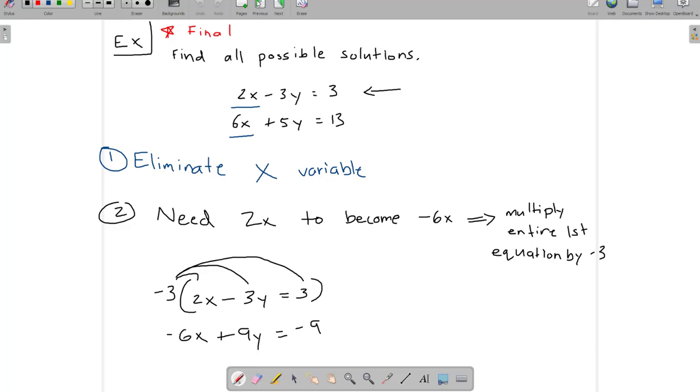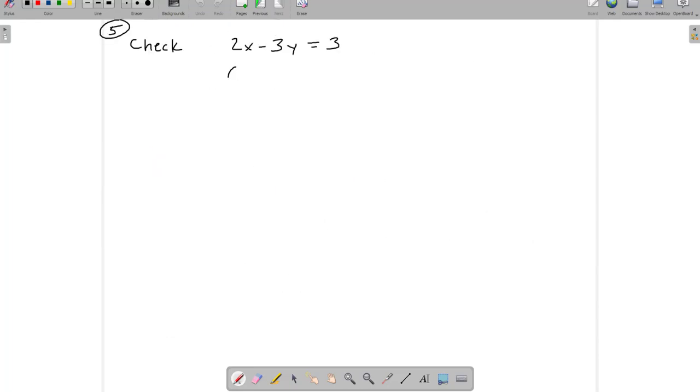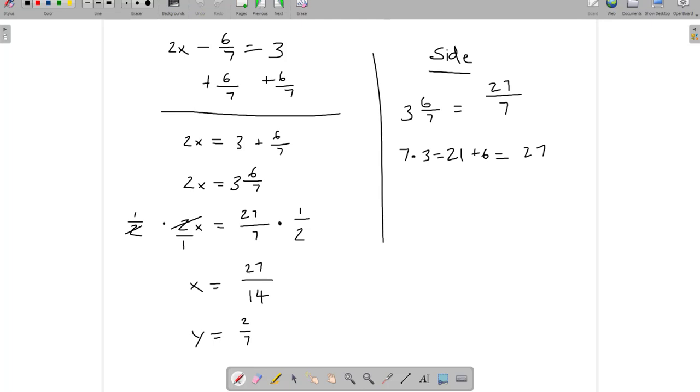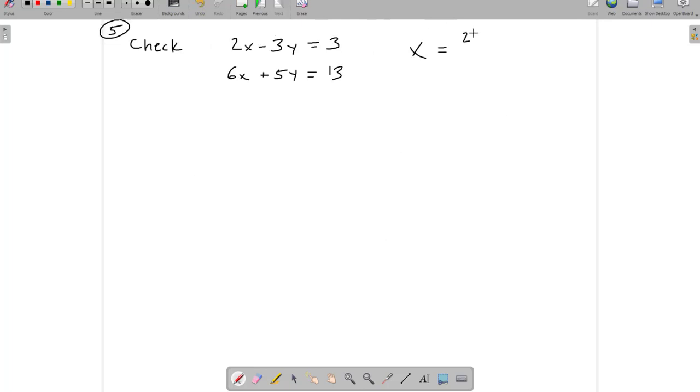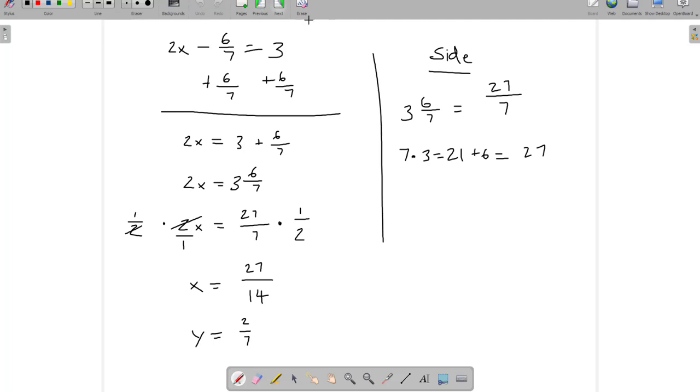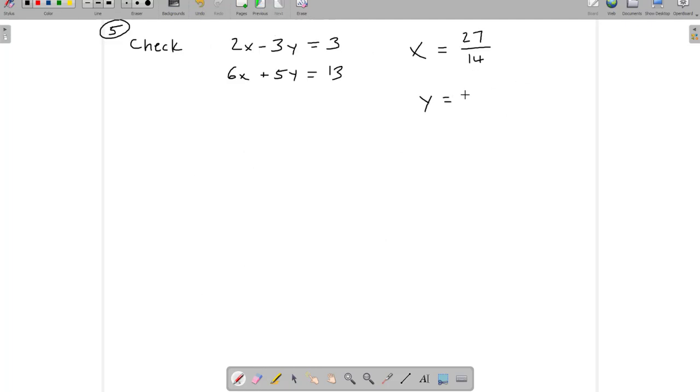And then 6x plus 5y equals 13. And my solution was x equals 27 over 14 and y equals 2/7. So remember how we reduce this. Typically, you'll want to write your answers in simplest form, so you'll want to reduce.